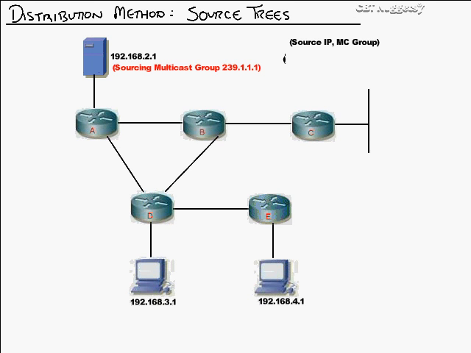Every router will instantly create an entry in their multicast routing table, which is totally separate from the IP routing table, and it'll look something like this. 192.168.2.1, comma, 239.1.1.1. So we have the source IP and the multicast group that is used to figure out what that stream is. So what happens is all these routers will create an entry in their database that looks exactly like that. Now, does that mean they're forwarding traffic for that server?